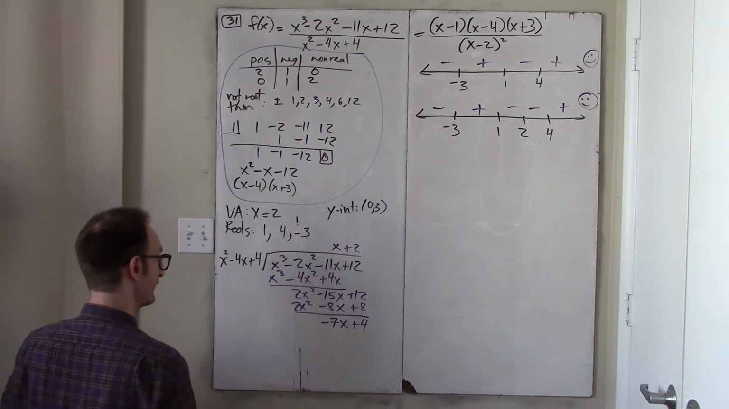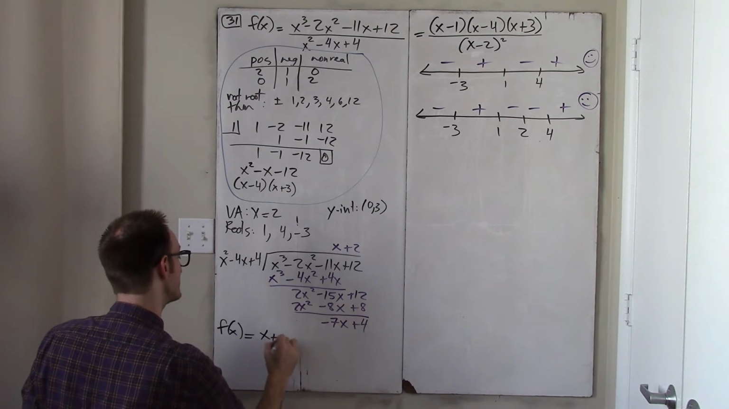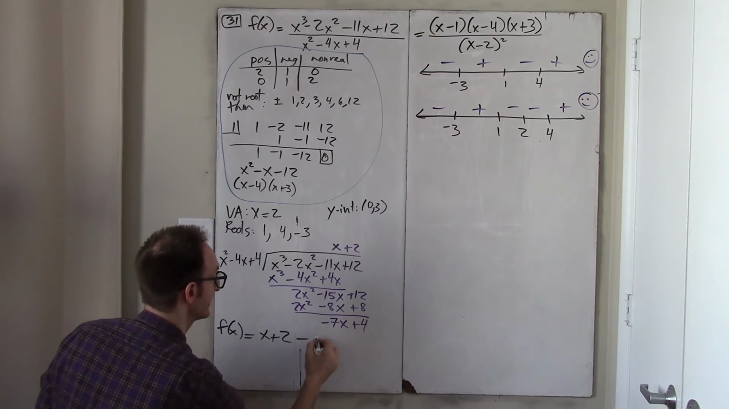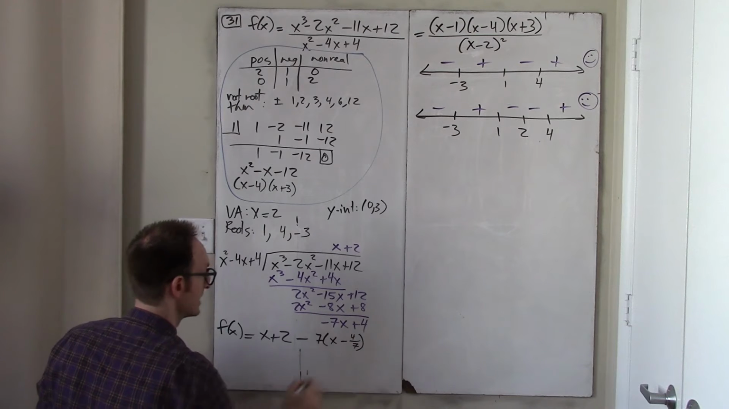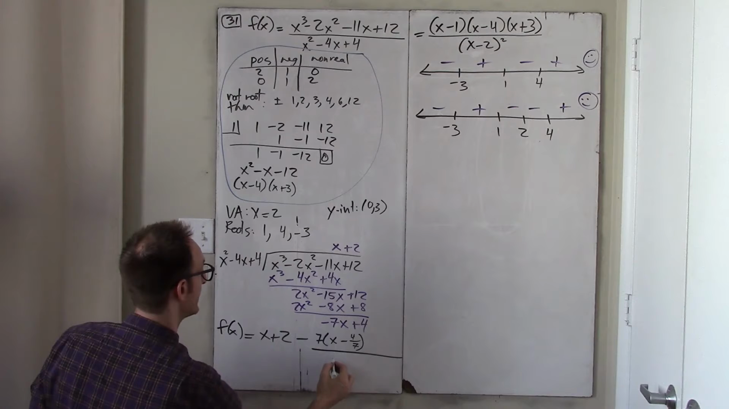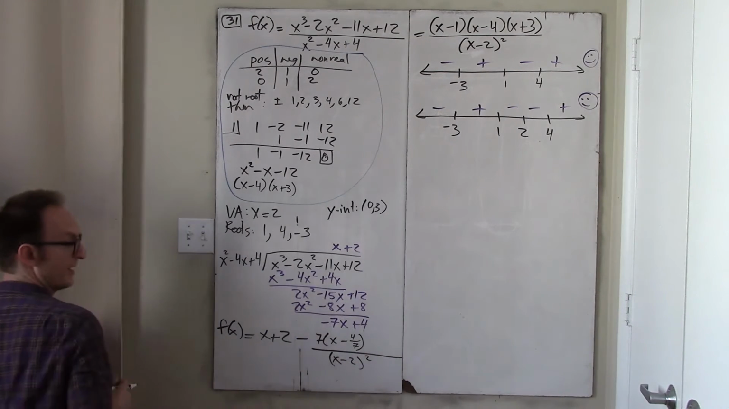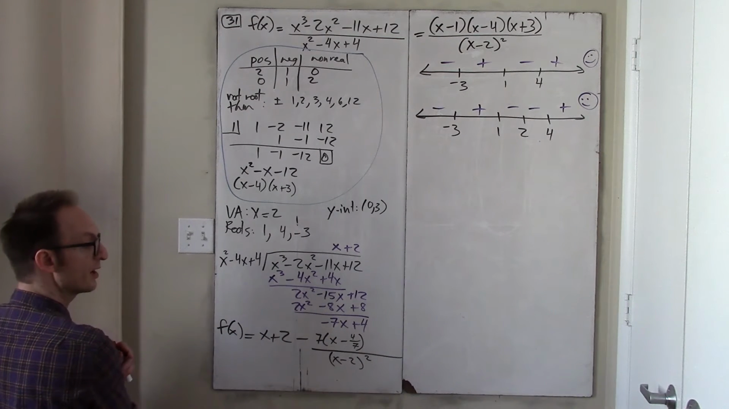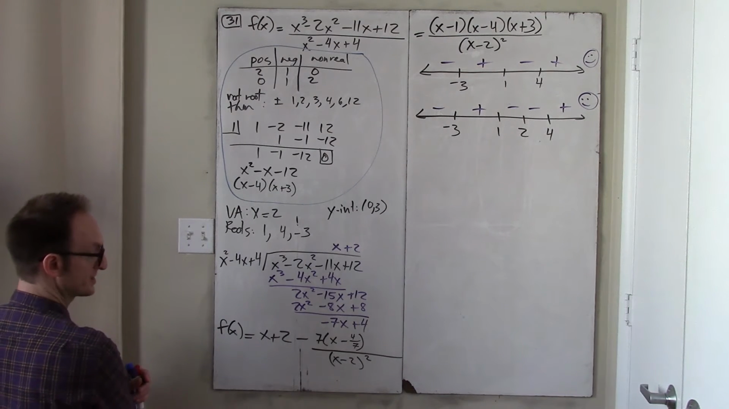Those numbers sound familiar to me. So I'm ready to declare that this function really is the function x plus 2, and then let me pull out a negative 7 and write that as negative 7 times x minus 4/7, all over x minus 2 squared. The only time that negative 7x plus 4 will be 0 is when x is 4/7.